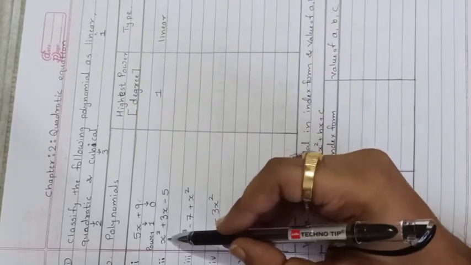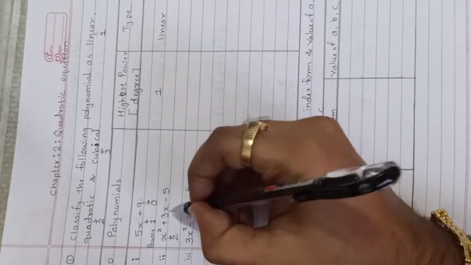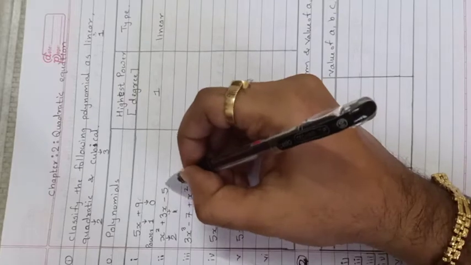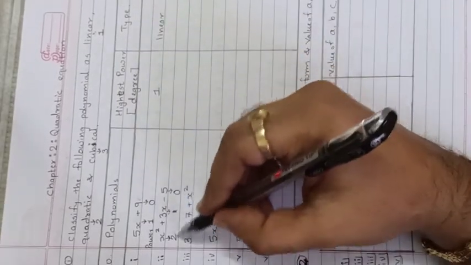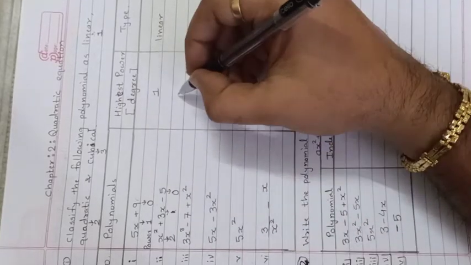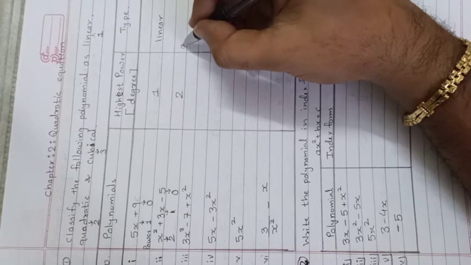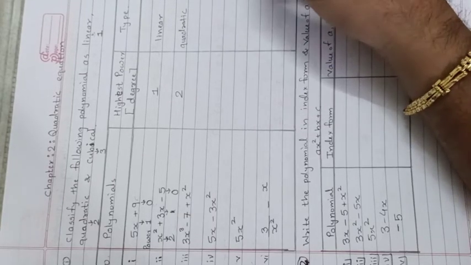The next one. Now the power. What is the power of the variable? It is 2. The power of variable x raised to nothing is 1. And there is no x, x is absent, so the power is 0. Now what is the highest power? 0, 1 and 2? Definitely 2. So what type of equation is this? It is a quadratic equation. Quadratic equation or quadratic polynomial.